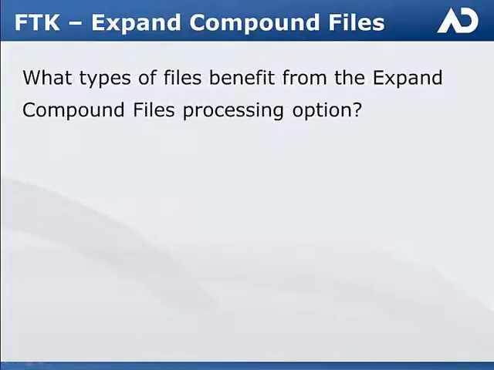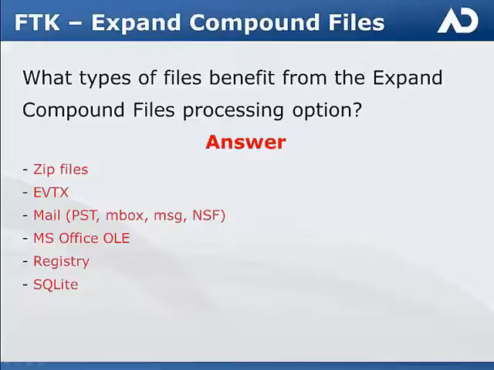What type of files benefit from the Expand Compound Files processing option? Zip type files, event logs from Windows, various mail types of artifacts that are containers like PST files, inbox, message, NSF, Microsoft Office OLE sub-items, some registry files, and SQLite databases.